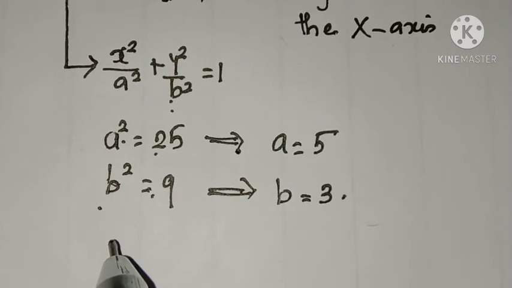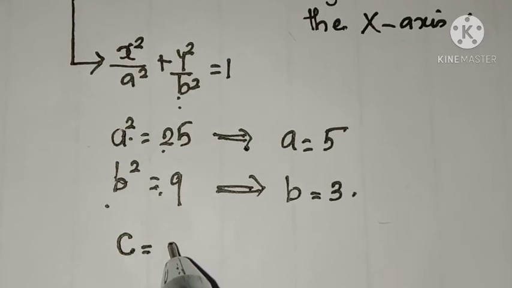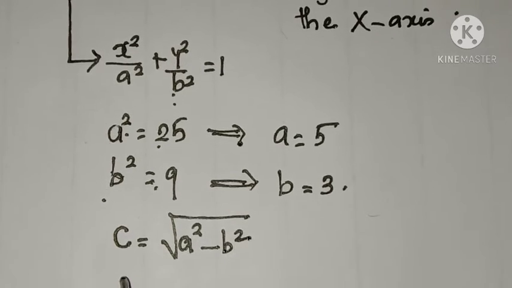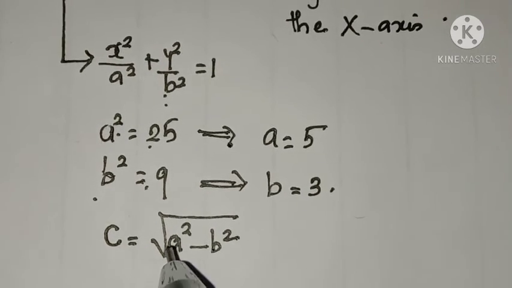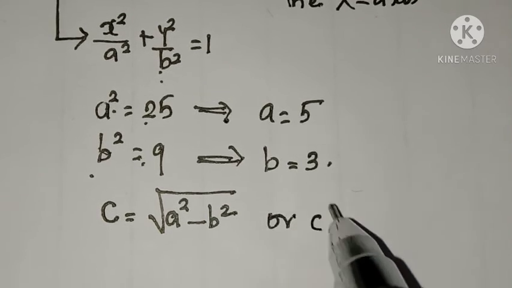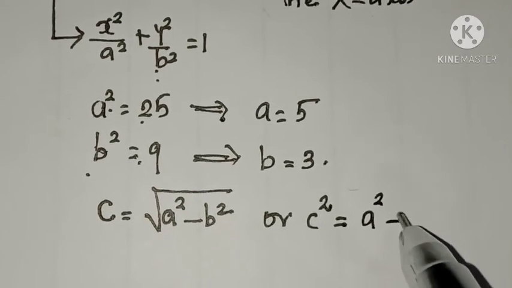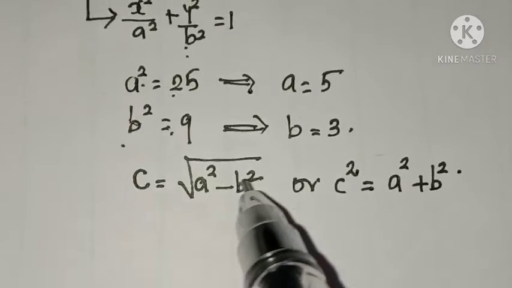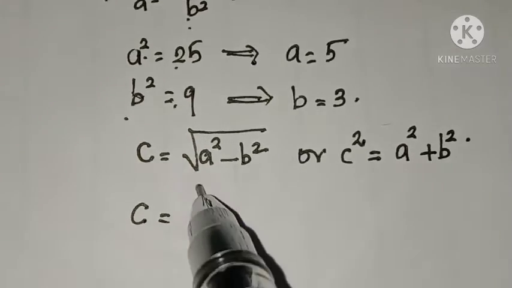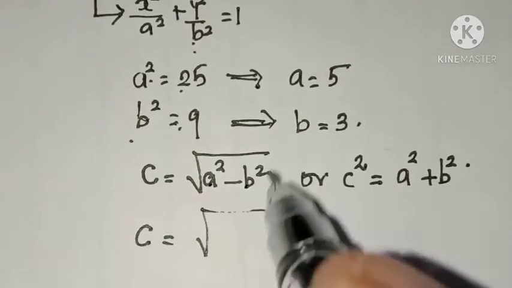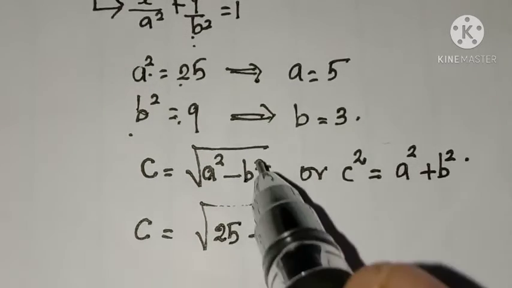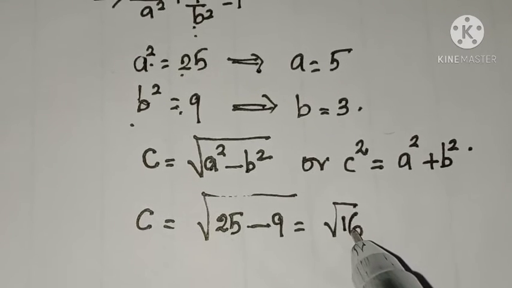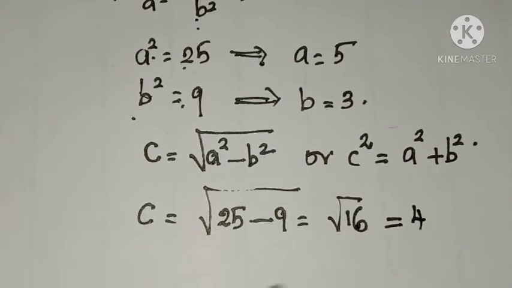Now listen, there is a term c, and c is obtained by using the formula a square minus b square. Learn it by heart: c is equal to root of a square minus b square, or c square is equal to a square minus b square. So, to get c, we need to find a square minus b square. a square is 25, b square is 9. 25 minus 9 is 16. So, root of 16 is equal to 4.